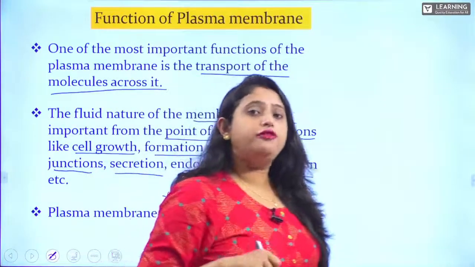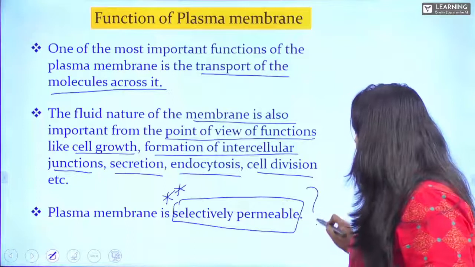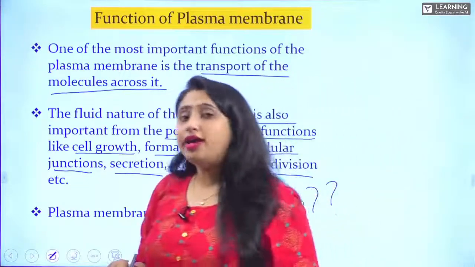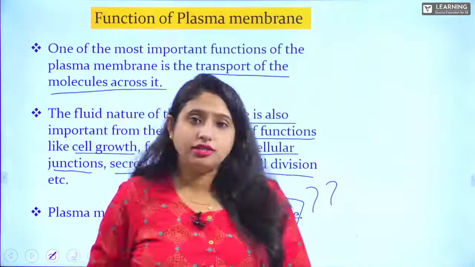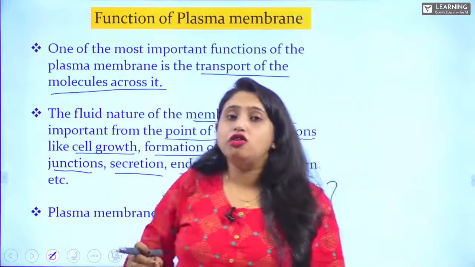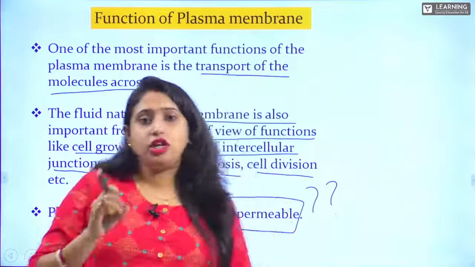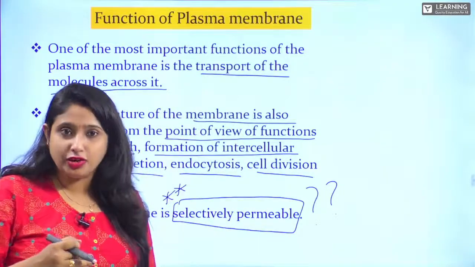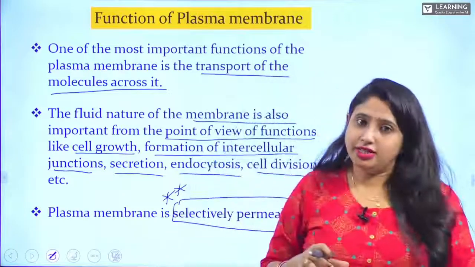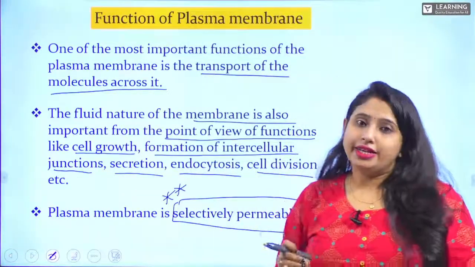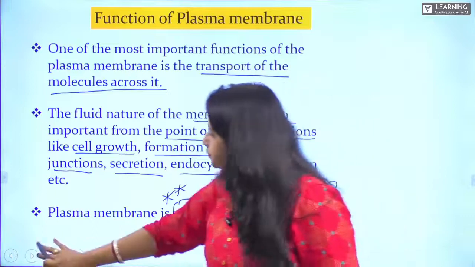Now here a question will come: why is the plasma membrane selectively permeable? Why is it called selectively permeable? Because we have already discussed, it allows only the selected molecules to pass inside the cell. So that's why it is selectively permeable, right?